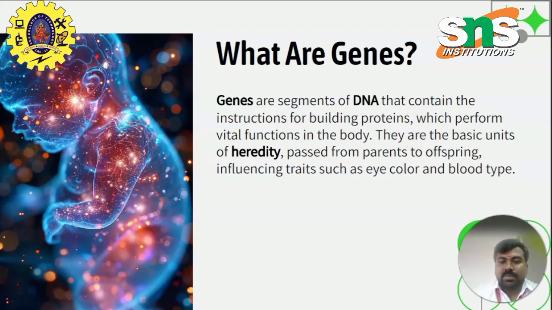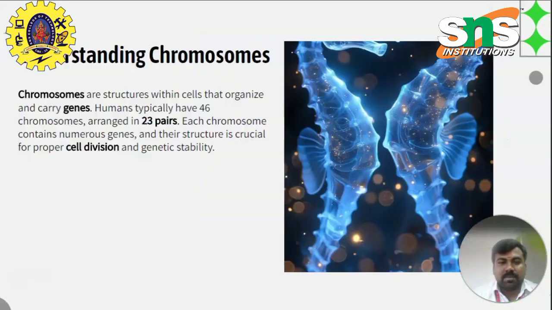Genes are segments of DNA, deoxyribonucleic acid, that contain the instructions for building proteins, which perform vital functions in the body. They are the basic units of heredity, passed from parents to offspring, influencing traits such as eye color and blood type.